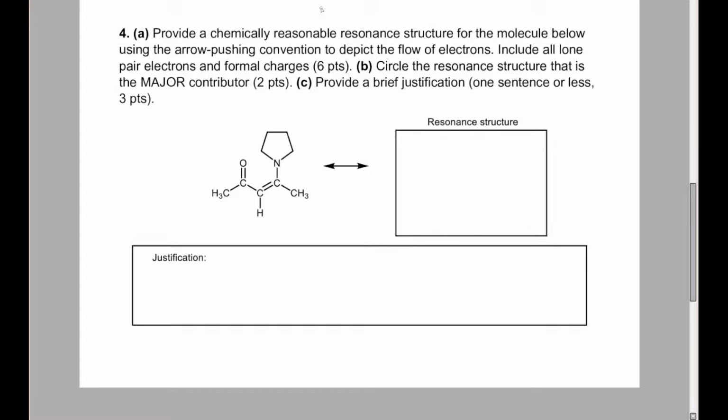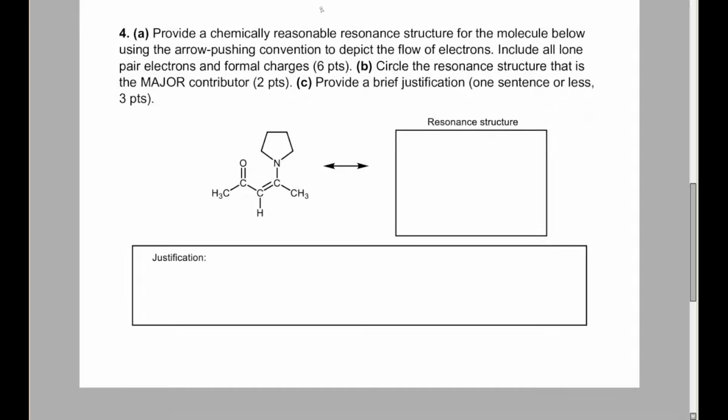4a, provide a chemically reasonable resonance structure for the molecule below using the arrow pushing convention to depict the flow of electrons. Include all lone pair electrons and formal charges. B, circle the resonance structure that is the major contributor. And C, provide a brief justification, 1 sentence or less.